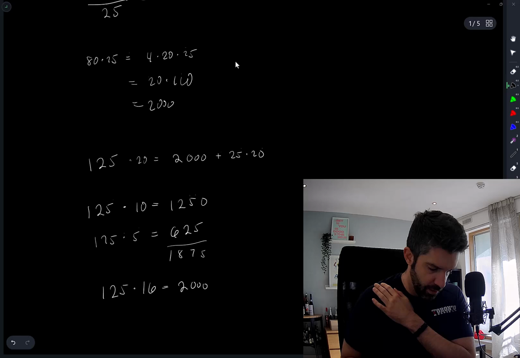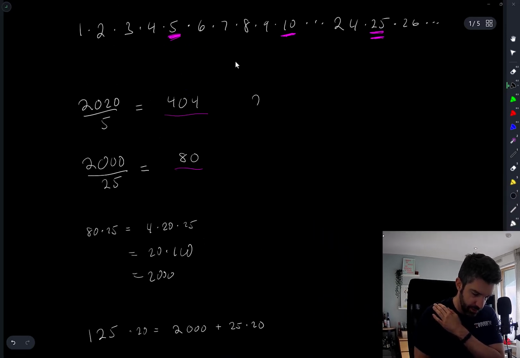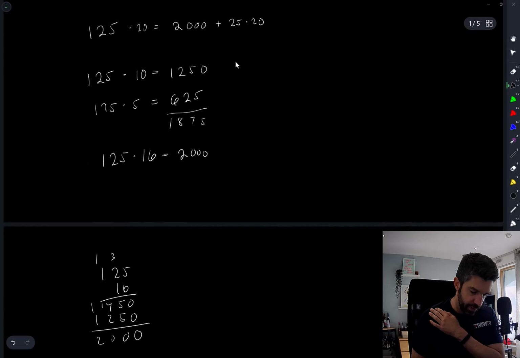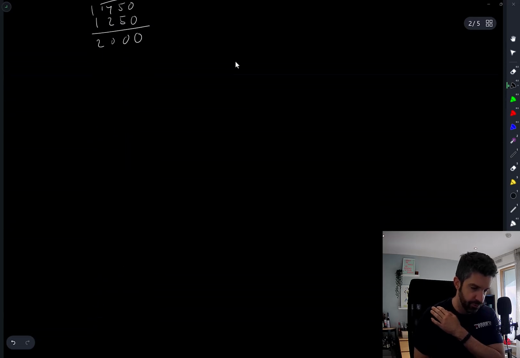Okay, so we have 2,000 divided by 125 is equal to 16. And of course, there's not going to be another multiple of 125 between 2000 and 2021. Okay, and what's the next power of 5? 625, right? This one should be easier to figure out.